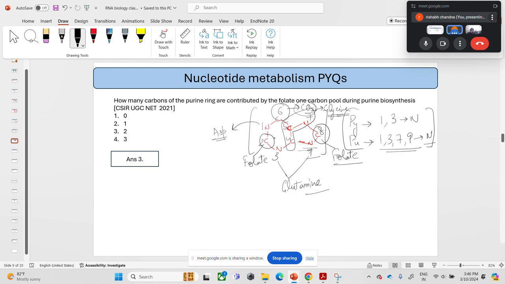Got it, sir. Okay, so two carbons are provided by the folate molecule during purine biosynthesis. So the correct answer is option 2. Oh, sorry, option 3.